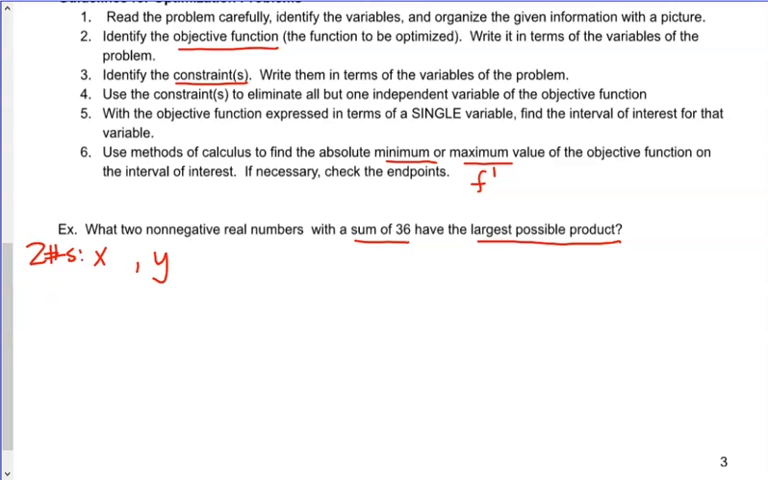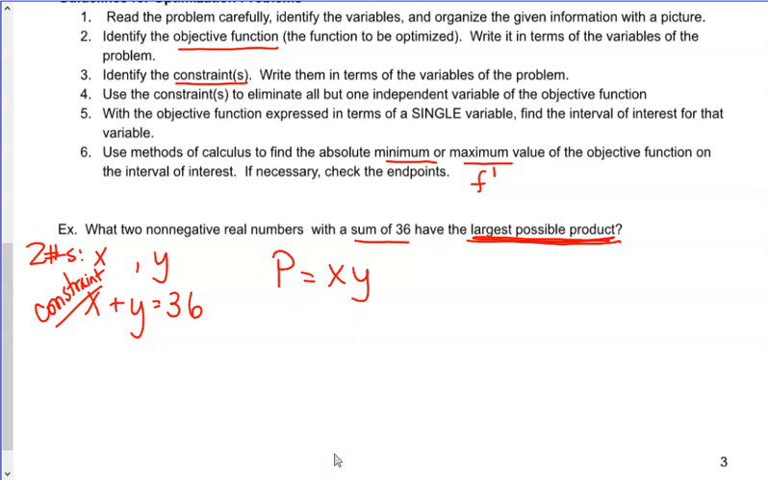Now, the first part says that I have a sum of 36. I'm going to add those two to equal 36, and this is what we refer to as one of those constraint equations, that x plus y equals 36, because our objective function is what we want to maximize. So I'm going to use P for product, and the product of my two numbers is xy. So this is my objective function right here. The problem is you don't want to take the derivative of that. You'd have to do some implicit differentiation and such and do some y primes. You don't want to do that.